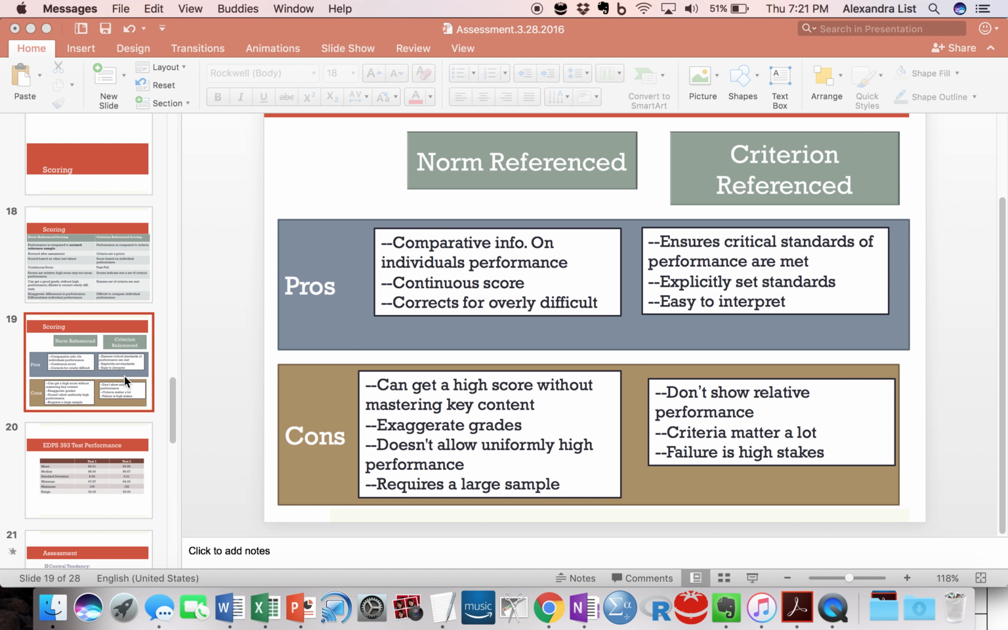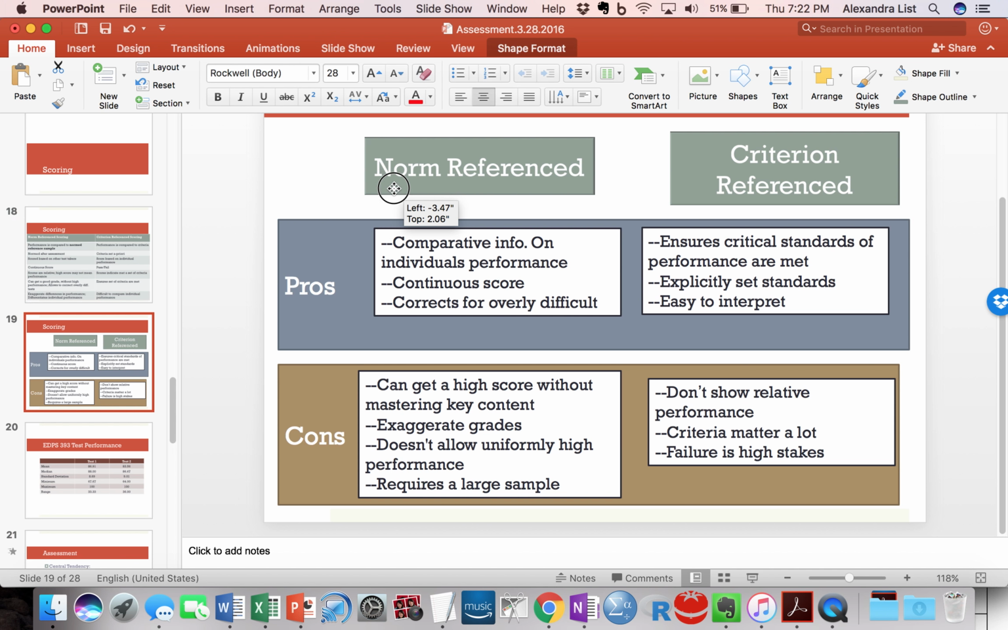And you can pause right here and ask yourself why you would think that would be the case. And of course, for norm reference scoring, it's because we need a fairly large sample in order to build a normal curve.